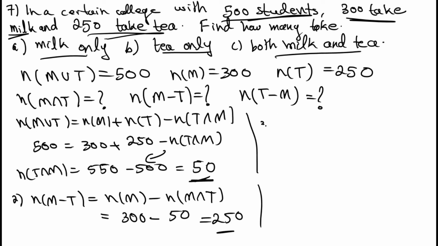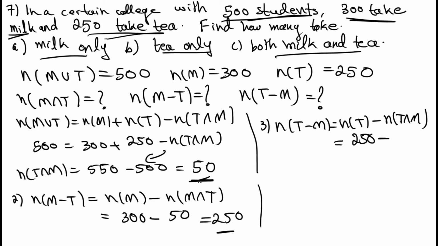Then third question is n of T minus M. What's the formula? N of T minus n of T intersection M. N of T is equal to how much? N of T is equal to 250 minus n of T intersection M is equal to 50. 250 minus 50, it's equal to 200. So number of students taking T only is equal to 200.